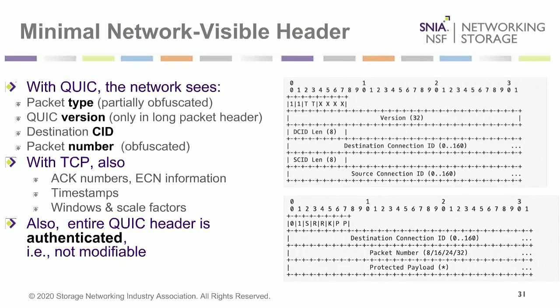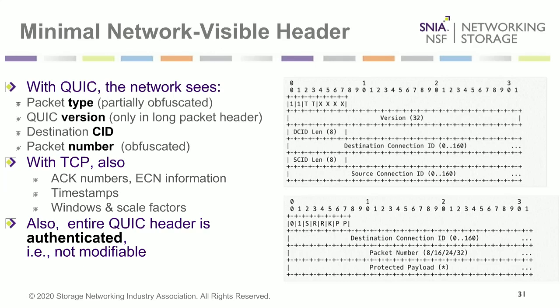And compared to TCP, that's basically it. In TCP, there are a lot of other things that are exposed: the sequence numbers, the acknowledgement numbers, information about ECN bits, the timestamps, the window scale factors and other options. And none of that in TCP is actually encrypted or even authenticated. So the network can actually change that.